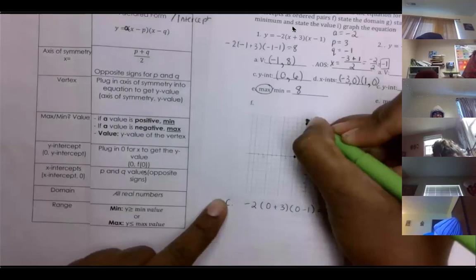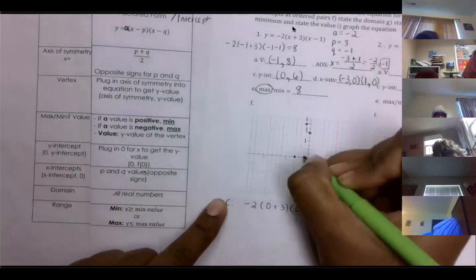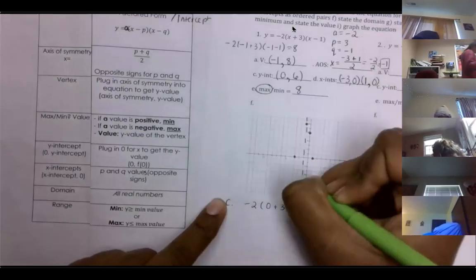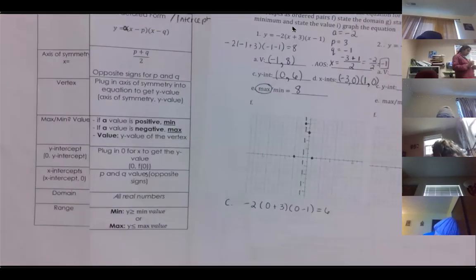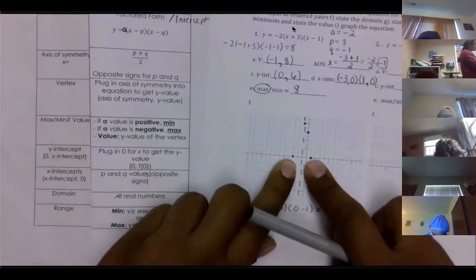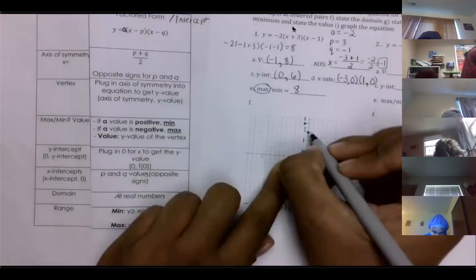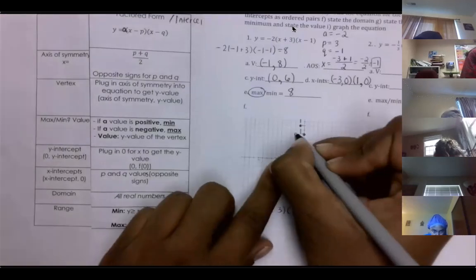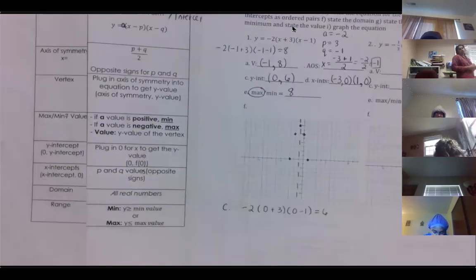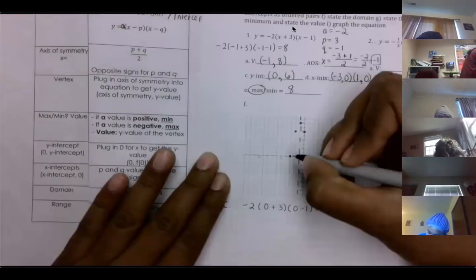Go ahead and draw your axis of symmetry. It goes straight through the vertex at x equals -1. And then reflect whatever you can. So these points are already reflected across from each other, but I can also reflect the y-intercept over. And then connect them all together.